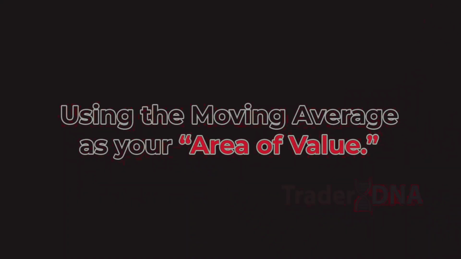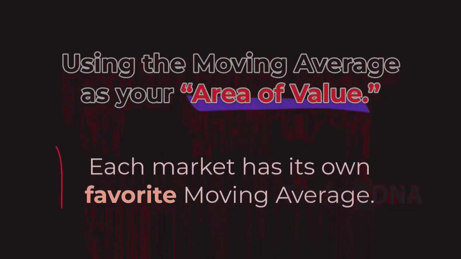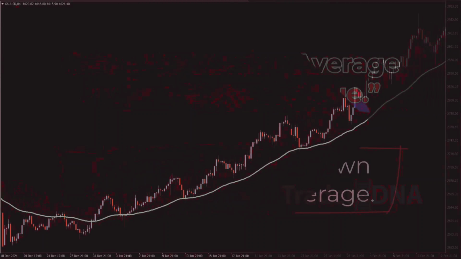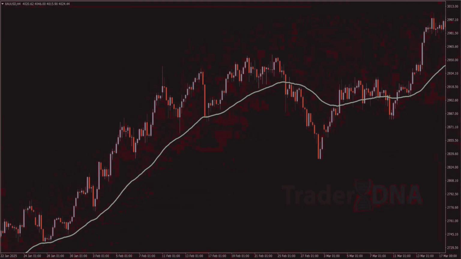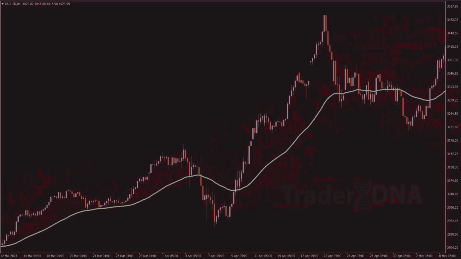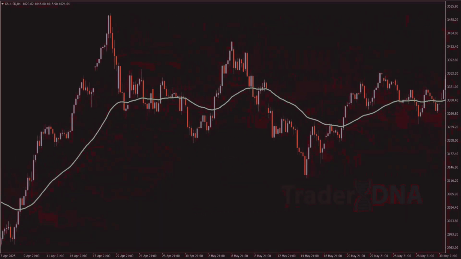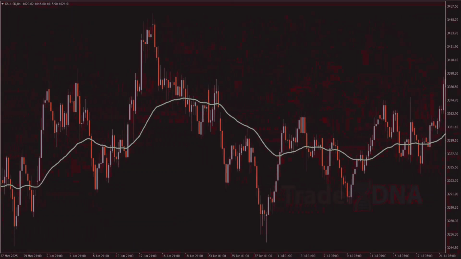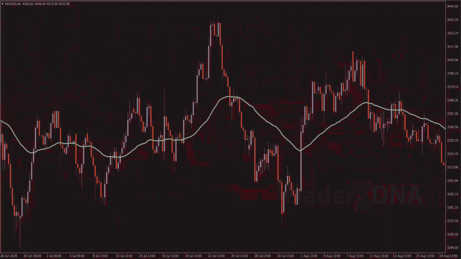We're talking about one of the most powerful concepts in trading, using the moving average as your area of value. Now here's something that almost nobody talks about on YouTube. Each market has its own favourite moving average. I know that sounds wild, but it's true. Every market, whether it's a currency pair, a stock, or even crypto, moves with its own rhythm. Some react better to faster moving averages, others to slower ones. And your mission as a trader is to figure out which moving average your market respects the most. Because once you find that, your accuracy skyrockets, your trades get cleaner, and your confidence goes through the roof.